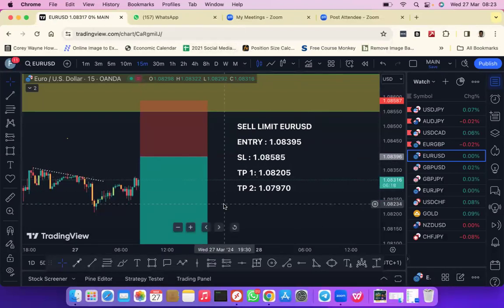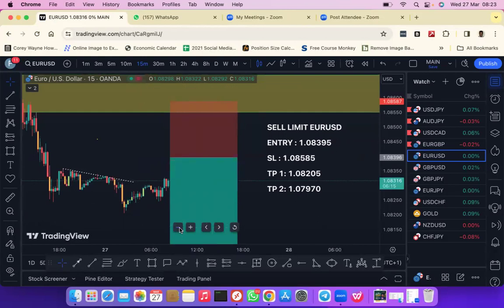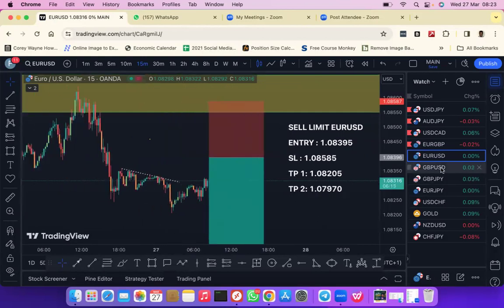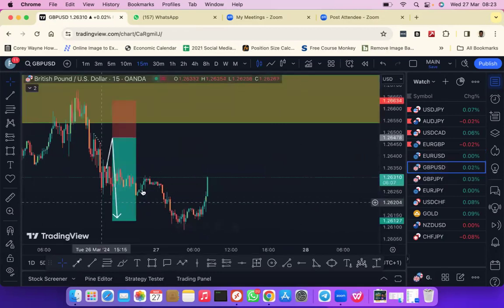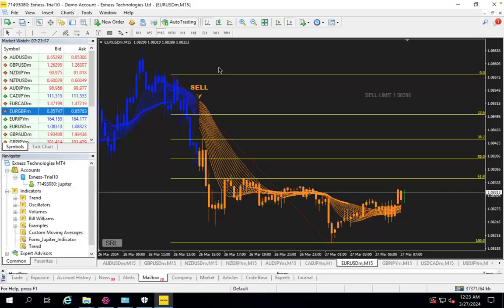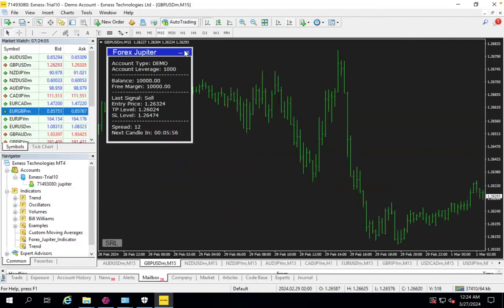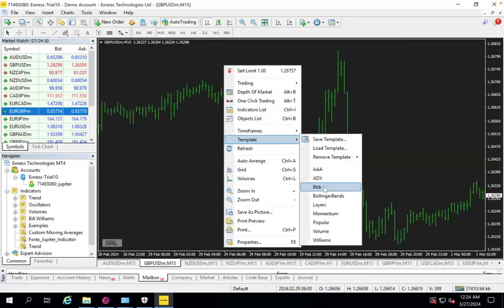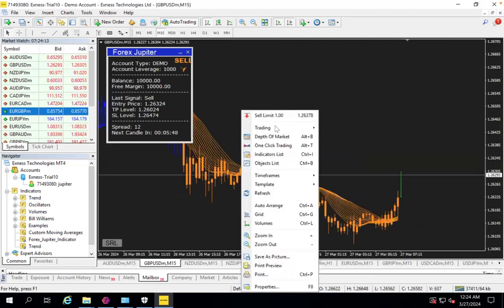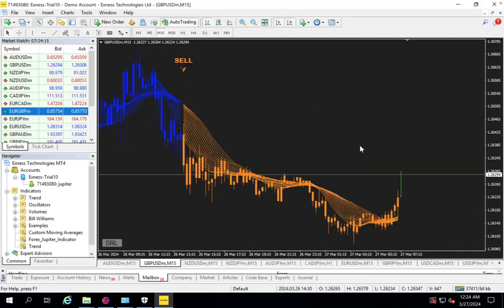So we're gonna have a similar experience on GBPUSD. So let's go to GBPUSD. Same thing. GBPUSD has even started moving. All right, let me check my AI to be sure that the trigger is still sell. In a second. All right, so it's still a sell on GBPUSD.